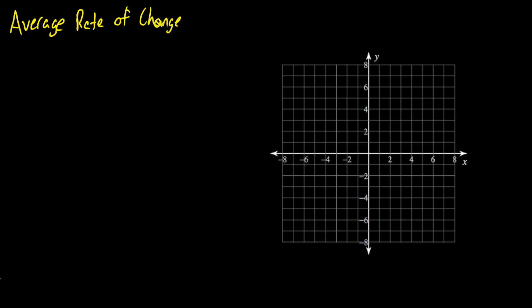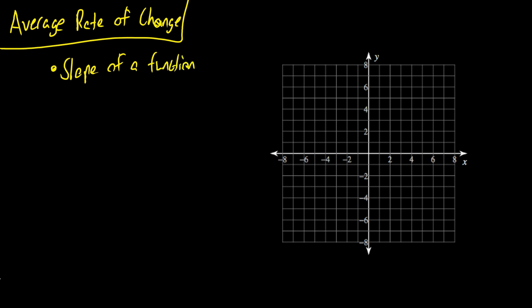So, I always think of average rate of change as just the slope of a function between 2 points. Okay? So say we had a function that looked like this when we graphed it.